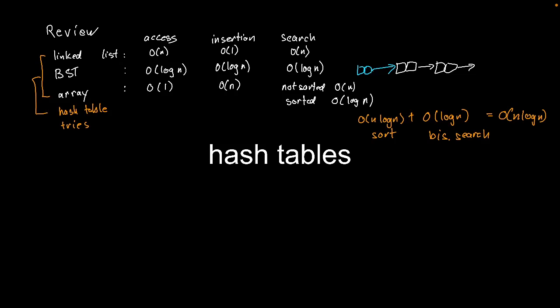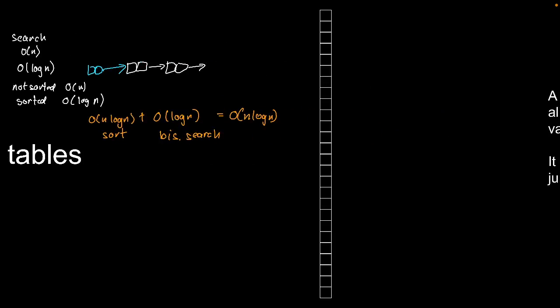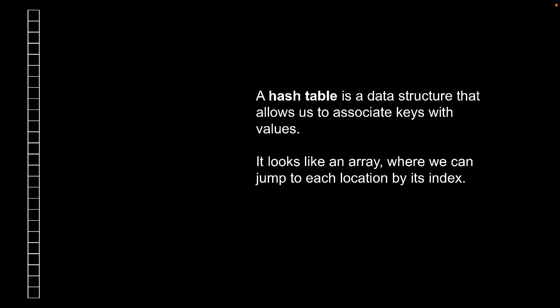Hash tables. To start with a hash table, what we're going to do is start with an array. I just wrote the array vertically, as everything will play out later. But a hash table is a data structure that allows us to associate keys with values. What data structure have we already encountered in Python that has a key value pairing?